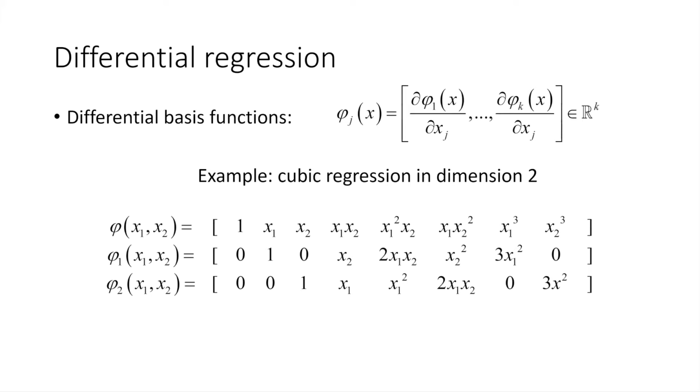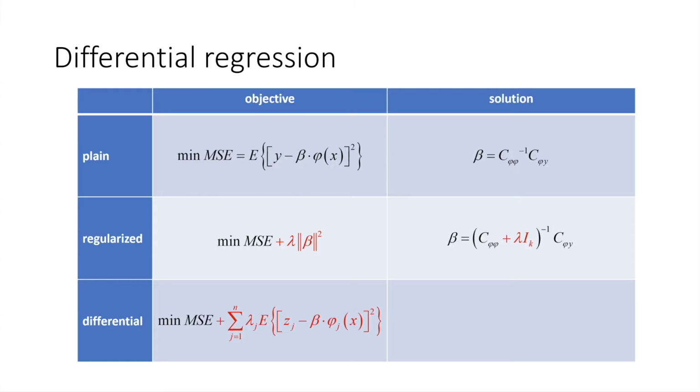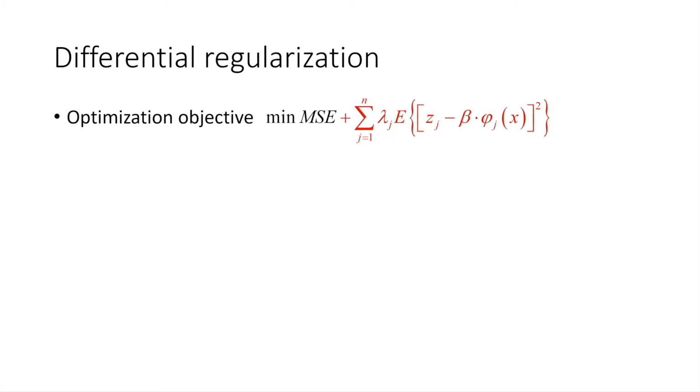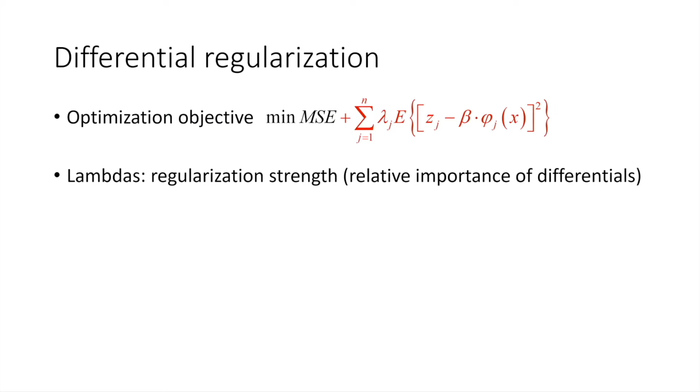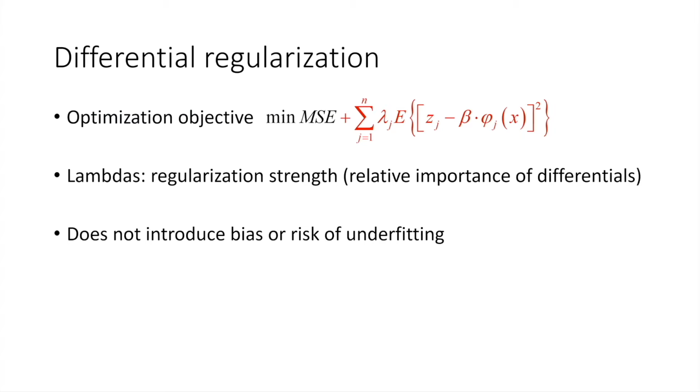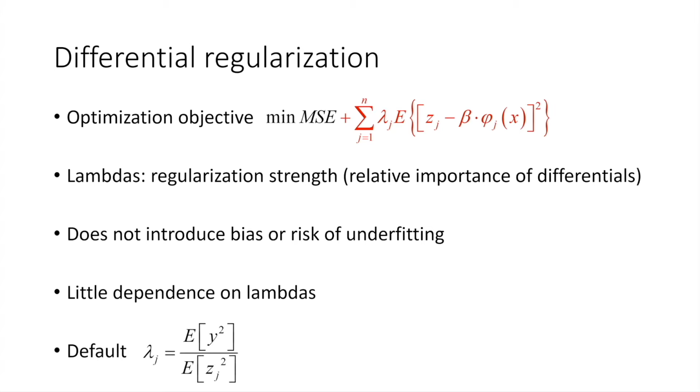The minimization objective now combines classic value errors with derivatives errors. Like ridge regression, we have a hyperparameter lambda that controls the relative importance of differentials, in other terms, the strength of a differential regularization. Unlike Tikhonov, however, differential regression does not introduce bias or the risk of underfitting, so dependence on lambda is generally very limited. A reasonable default is given by the ratio of variances of y to zj, and we never had to modify it.